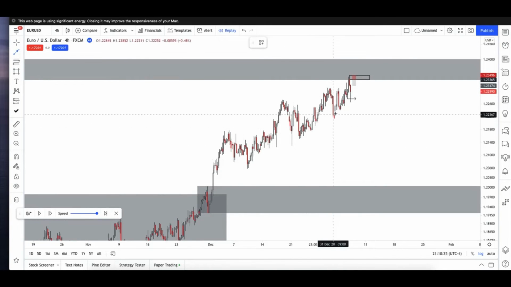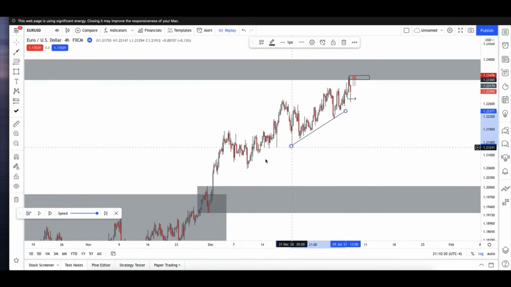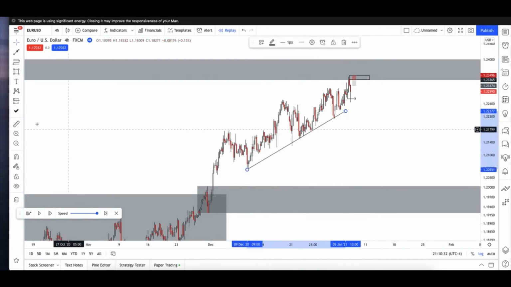What can you spot over here? Trend line, right? Price is respecting this level here. It's respecting it all the way. And what does that build? It builds liquidity, right?